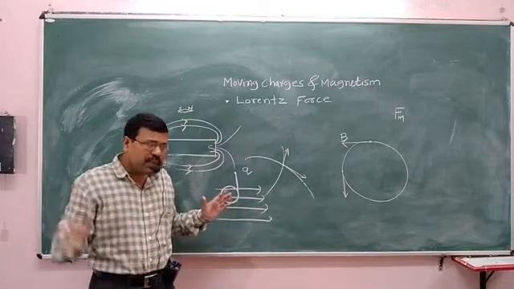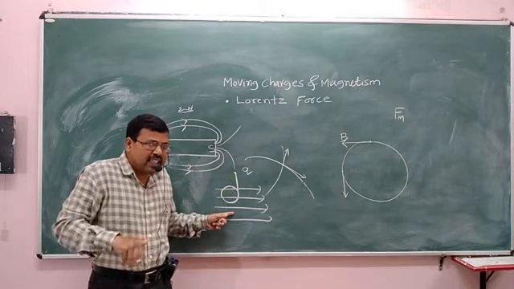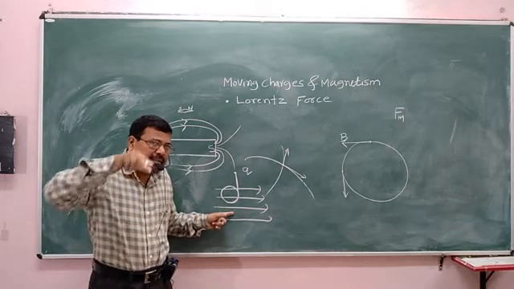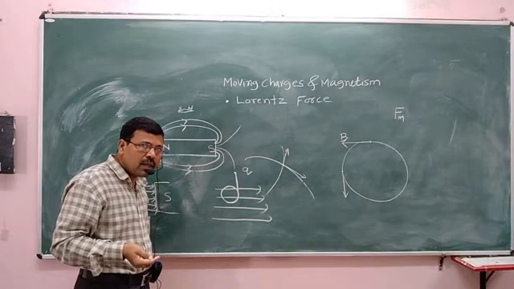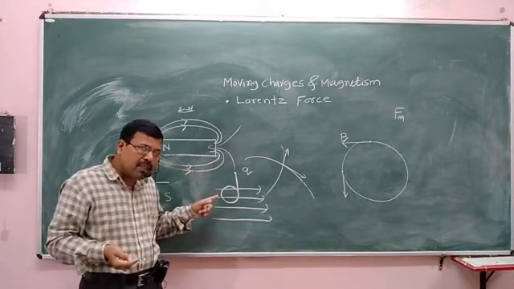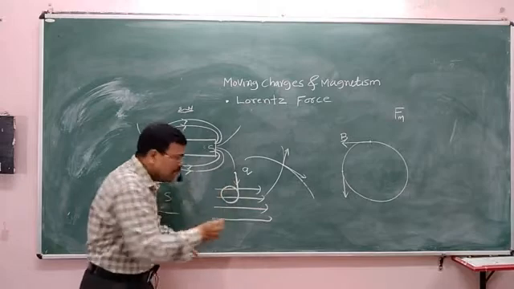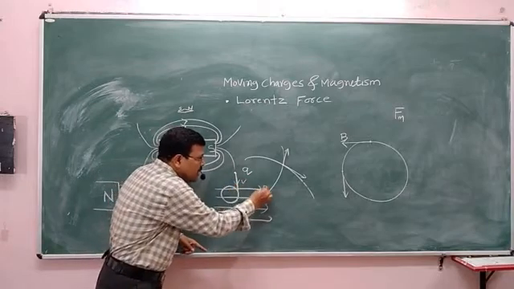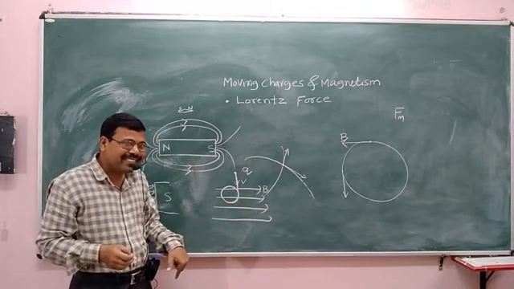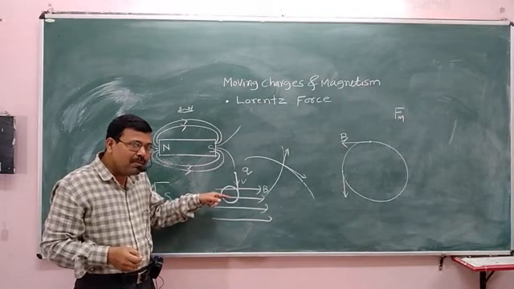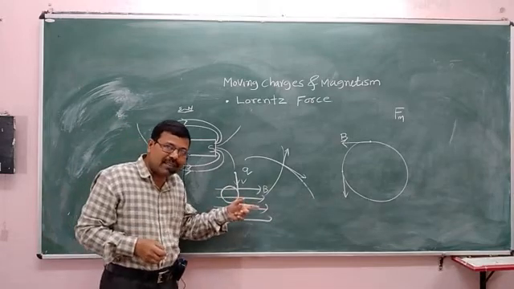So, it's very clear that when the charged particle enters into the magnetic field, it experiences a magnetic force, and that magnetic force changes the path of the charged particle. The nature of the path of the charged particle depends on the angle between the velocity of the charged particle and the external magnetic field in which it is entering.